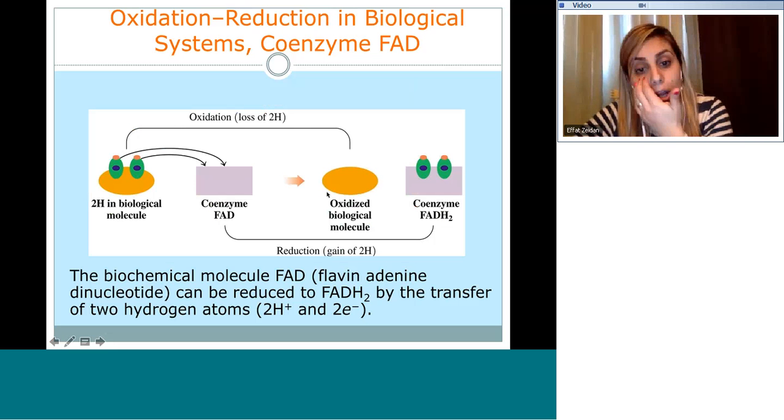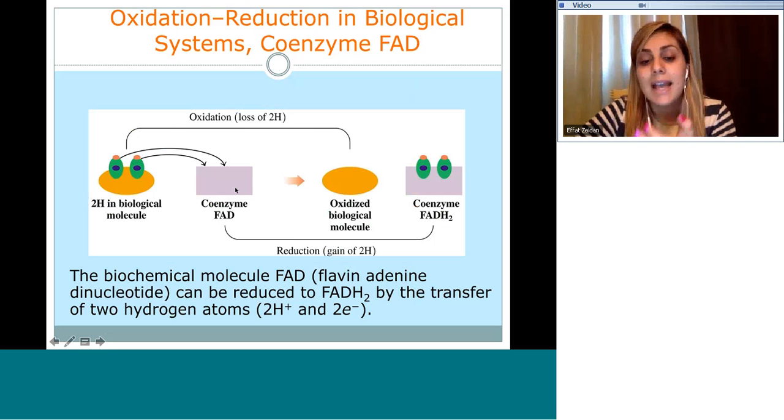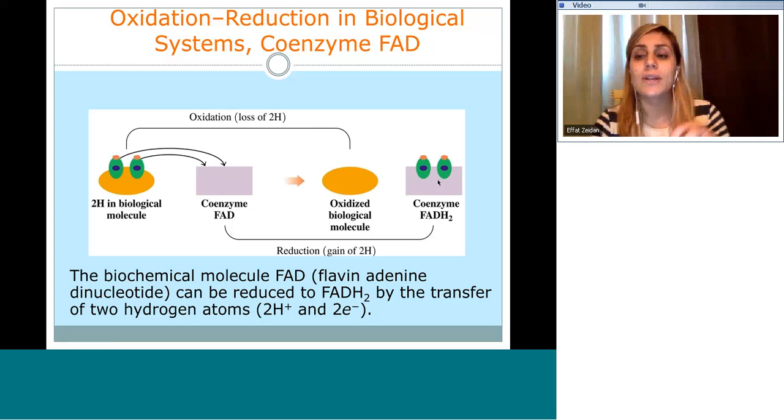And now here we have the coenzyme gaining two hydrogen atoms. And so if it gains those two hydrogen atoms, then it is undergoing a reduction reaction. So not only do oxidation and reduction involve loss and gain of electrons, but they also involve loss and gain of hydrogen and oxygen atoms.